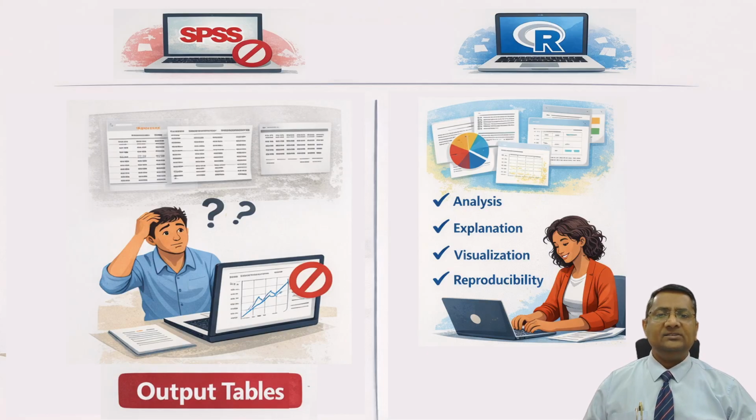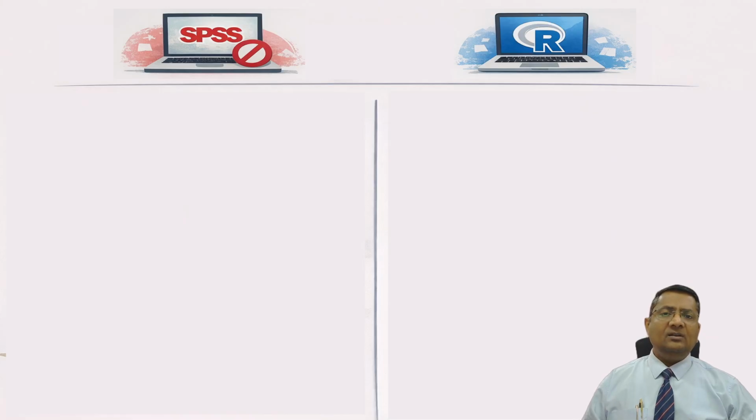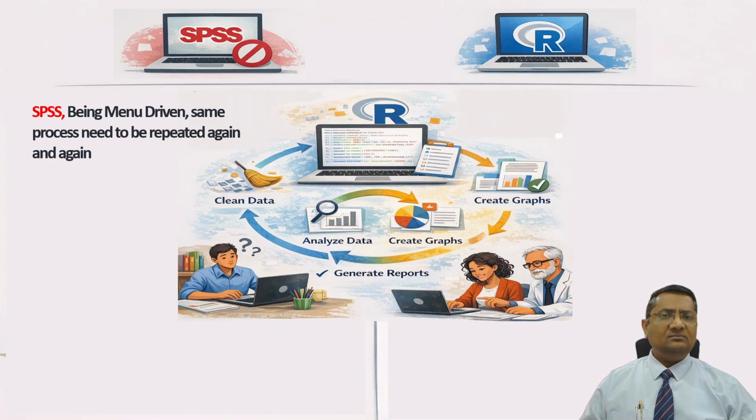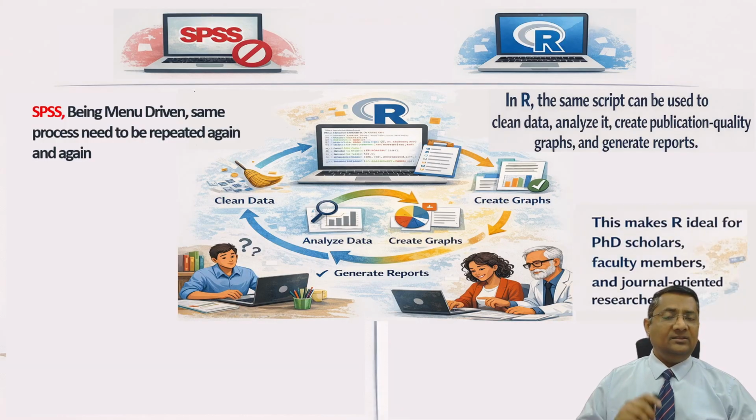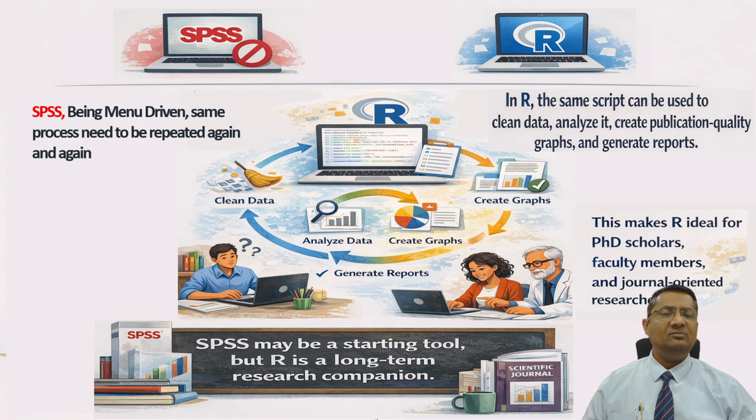And the best part of R is its reproducibility. Being menu driven, in SPSS some processes need to be repeated again and again. Means we have to repeat the same process again and again, even if we have to perform the same task. We have to do all these steps again and again. In R, the same script can be reused if the nature of the work is the same. This makes R user friendly. This makes R ideal for PhD scholars, faculty members, and journal-oriented researchers. Therefore, SPSS may be a starting tool, but R is a long-term research companion.